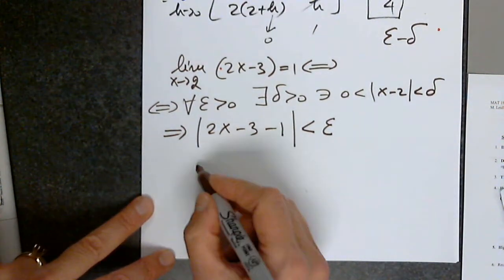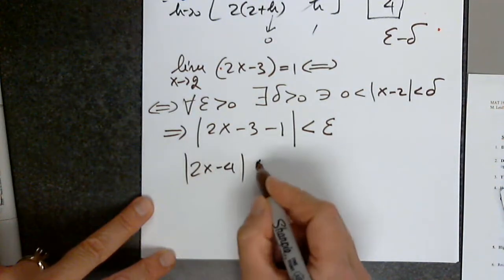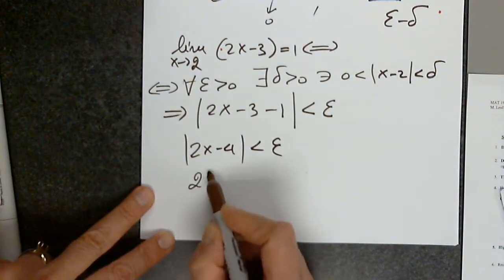That's where I start. I have 2x minus 4. I factor out a 2.